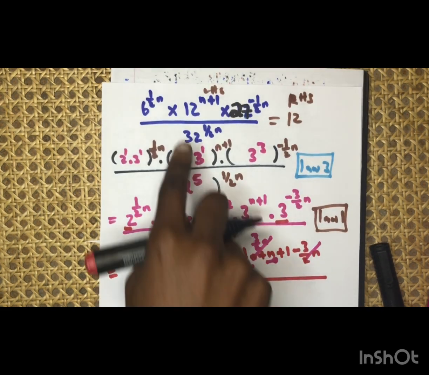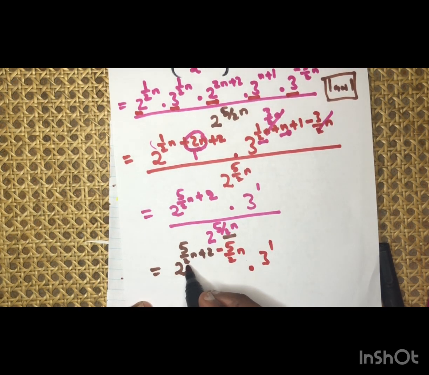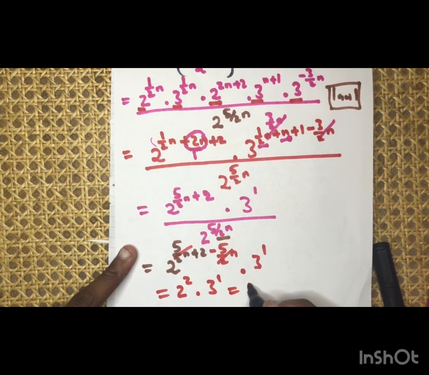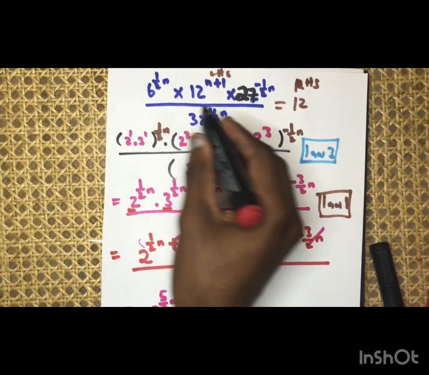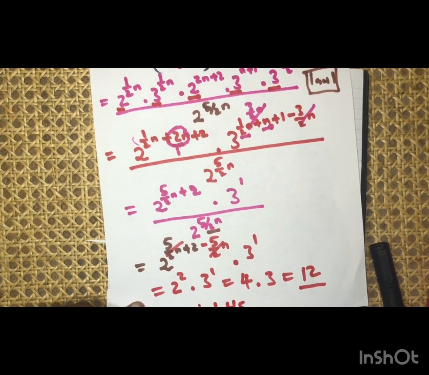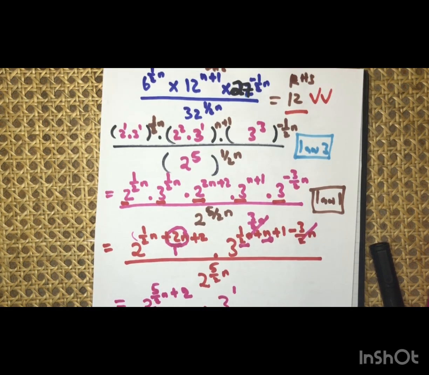Remember, we are required to prove this is equal to 12. So now, can you see 5 over 2n will cancel 5 over 2n. Now you are left with 2 to the power 2 times 3. So we all know that 2 to the power 2 will give us 4 times 3. So 4 times 3 will give us 12. Yes! Then we are happy because this is equal to what? To 12. Now we can conclude that the left hand side is equal to the right hand side. So are we together? This was easy.